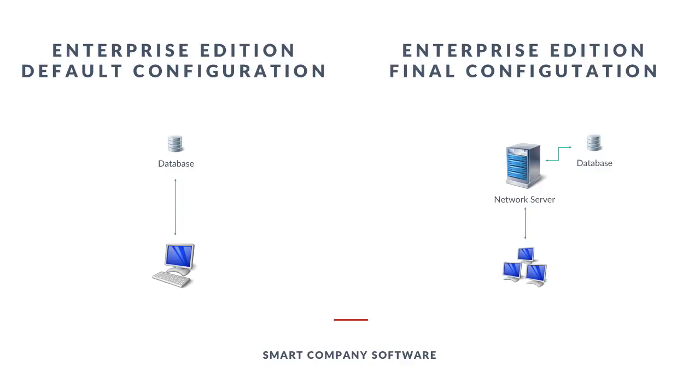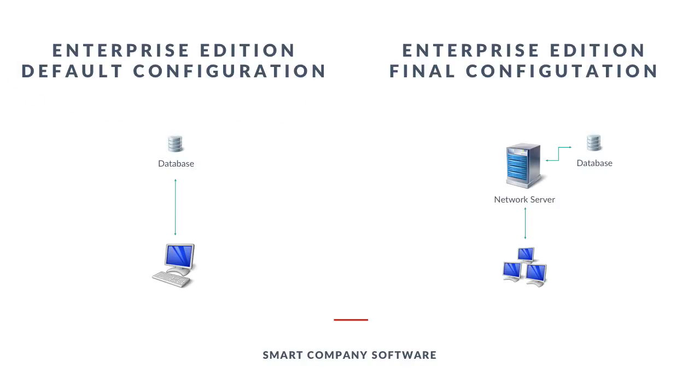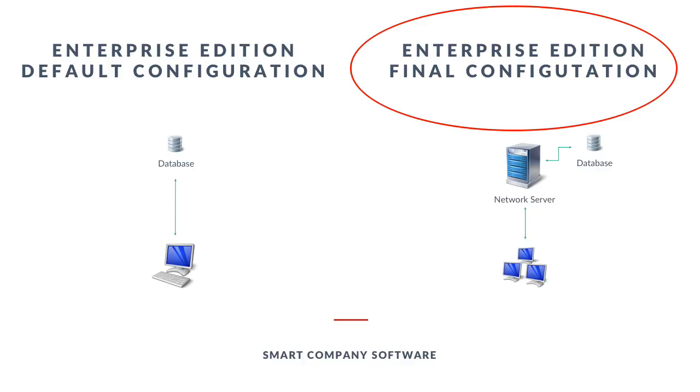This slide shows you how the default installation is configured and the final configuration we need to enable multi-user access. The diagram on the left shows that when the application is first installed, the database is located on the same computer the software was installed on. The diagram on the right shows that we have a database that is located on a network, and the application has been configured on multiple computers to use the network database instead of the one on the local computer.